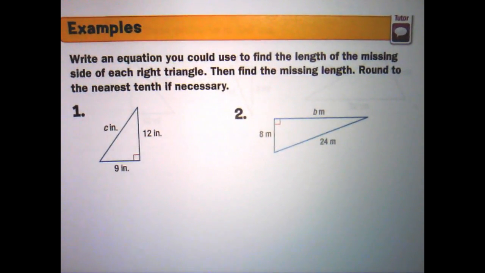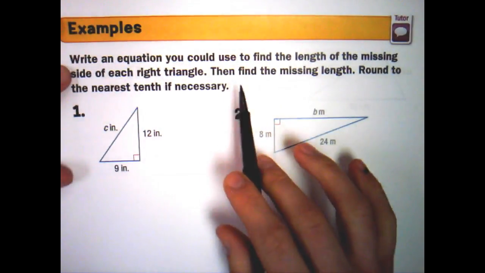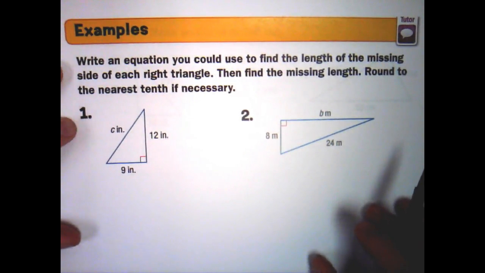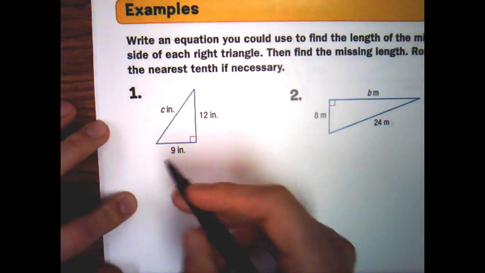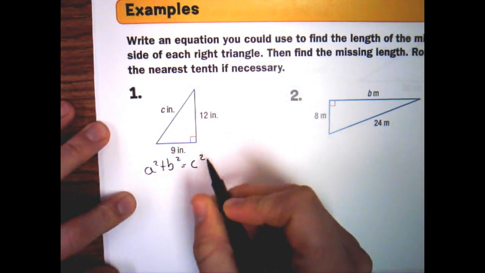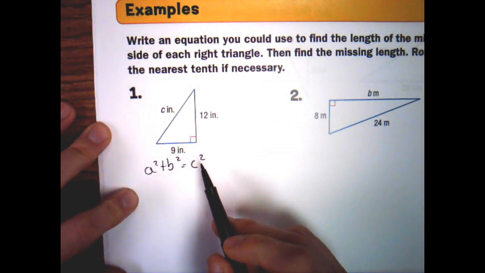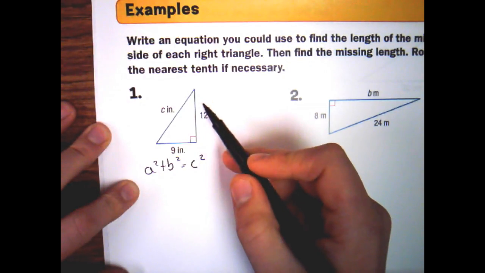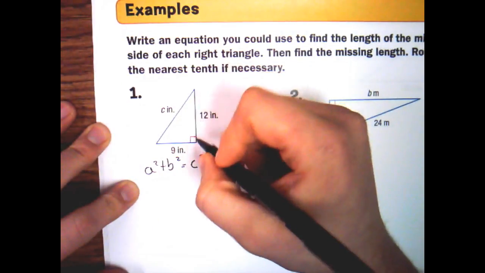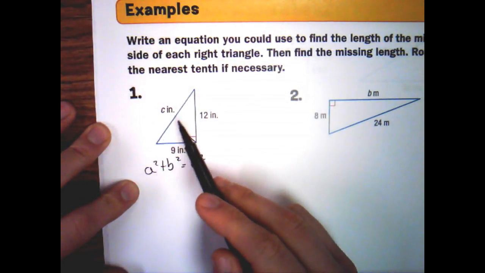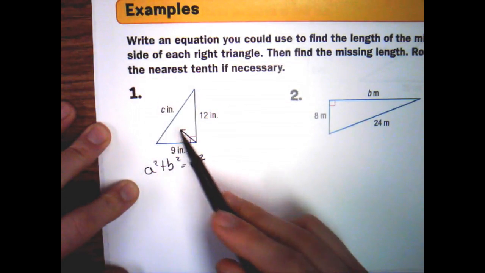Examples 1 and 2, it says write an equation you could use to find the length of the missing side of each right triangle. Then find the missing length, round to the nearest tenth if necessary. Okay, so we always want to start with our Pythagorean theorem. a squared plus b squared is equal to c squared. Now c will always be the longest side. The hypotenuse must be plugged in for c. So in this case, we are solving for the hypotenuse. Again, I know it's the hypotenuse because I draw my arrow through the right angle and that points at the hypotenuse. So this has to be subbed in for c.